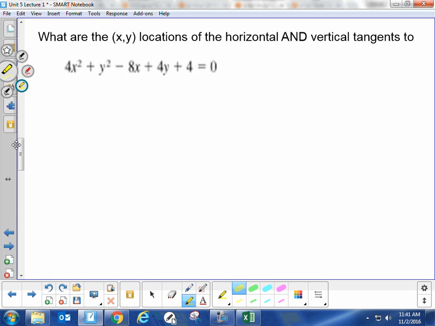Yep. Horizontal tangent is equal to 0. 0 over a number is 0. Vertical tangent is undefined, but it's really a number over 0. So numerator 0, horizontal; denominator 0, vertical.